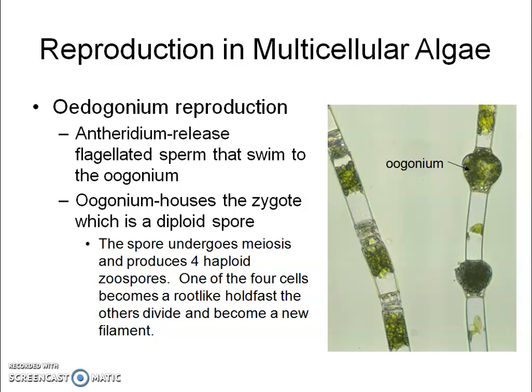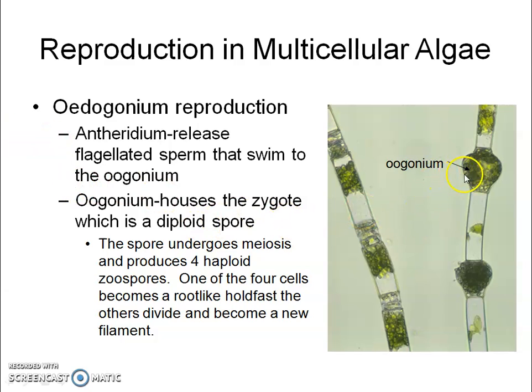Reproduction in multicellular algae, by Oedogonium reproduction. Antheridium releases flagellated sperms that swim to the oogonium. So antheridia are the male ones which release sperms, and they swim to reach the oogonium, the female cell or the egg cell. Oogonium houses a zygote, which is a diploid spore.